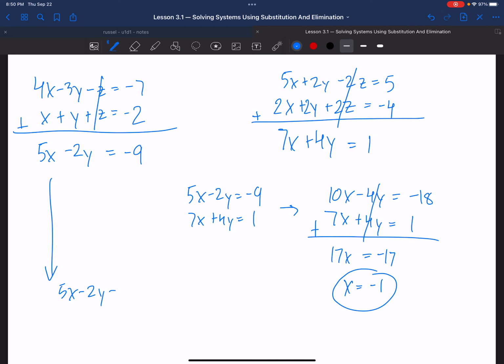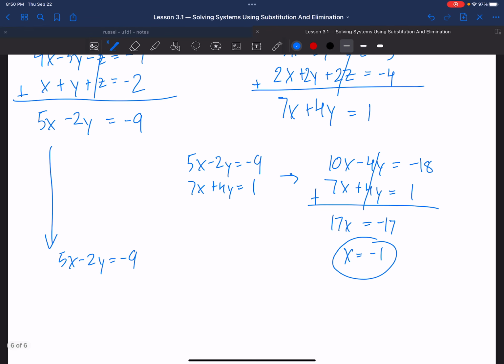5x minus 2y equals negative 9, but now I'm going to replace x with negative 1. So this is 5 times negative 1 minus 2y equals negative 9. That's negative 5 minus 2y equals negative 9. Add that over. Am I doing this right? Did I do anything wrong? Sorry, I was just thinking. Negative 2y equals negative 4 by adding those 5s. So y equals 2. I think that's right. Yeah, that seems right. So I've got y equals 2, x equals negative 1.